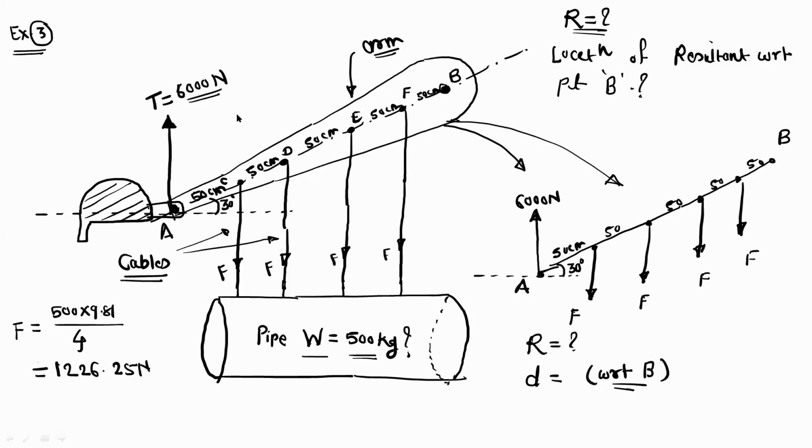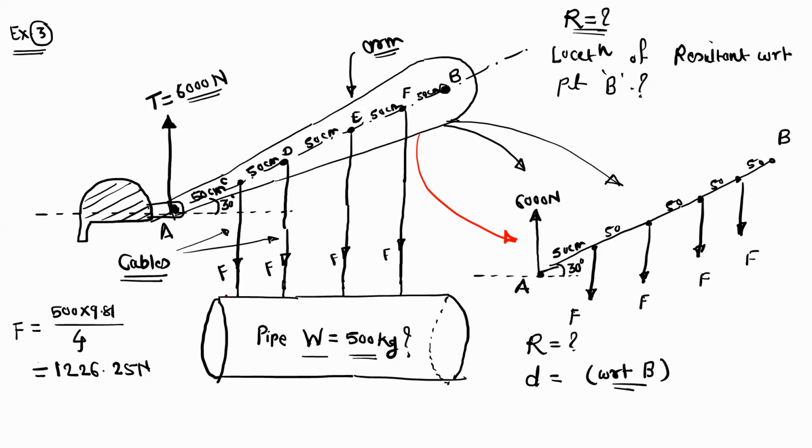So, this was the last problem where the excavator arm is subjected to a load of W, that is equal to 500 kg, and one cable is connected at the end A. This cable has tension T equal to 6000 Newton, and we want to find out the resultant R, and we have to find out the location of the resultant with respect to point B. So this is the physical system, and this is the equivalent force diagram for this system.